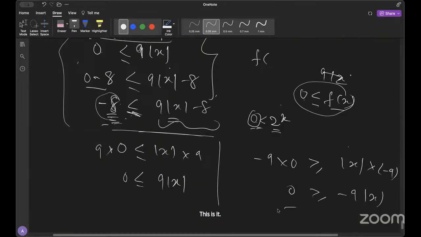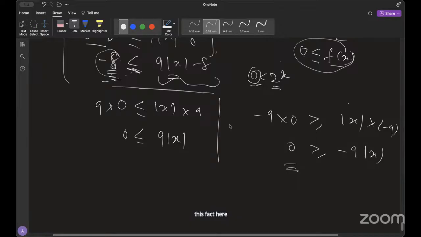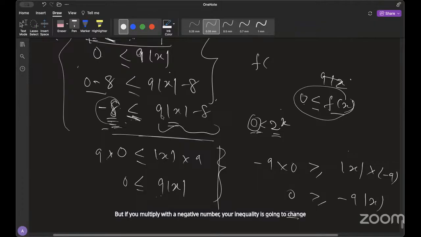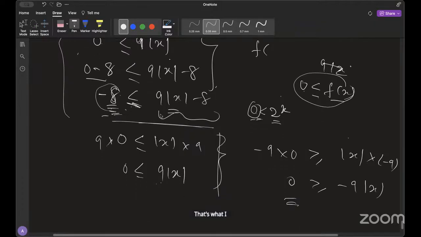Is this part clear? I'm just telling you how you can multiply things. You can multiply with 9 and your inequality won't change. But if you multiply with a negative number, your inequality is going to change. That's what I wanted to make clear. And if you subtract 8 from both sides, the inequality is not going to change.